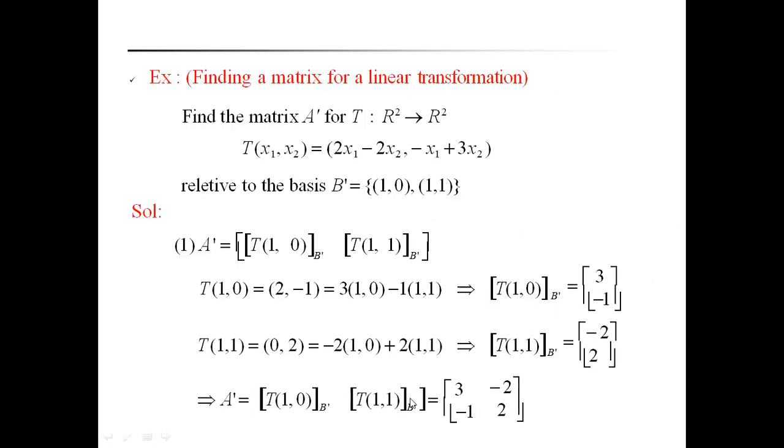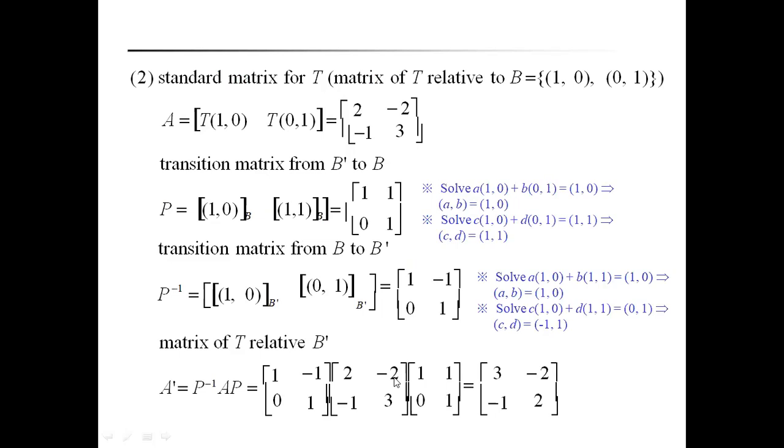Already, what is the A dash? (3, -2; -1, 2), in the first example we found that one. The same we get here also, (3, -2; -1, 2). This is the way to find the transition matrix from B to B dash, the transition matrix from B dash to B, and how to find the A dash, which is equal to P inverse into A P. These are important examples.